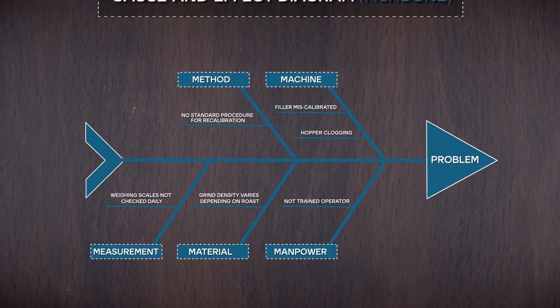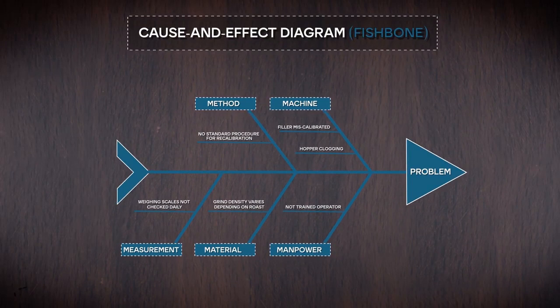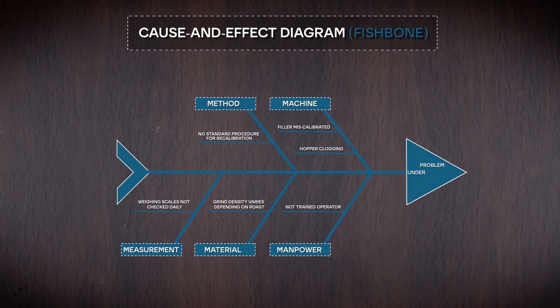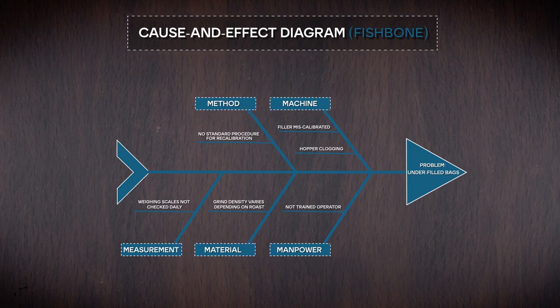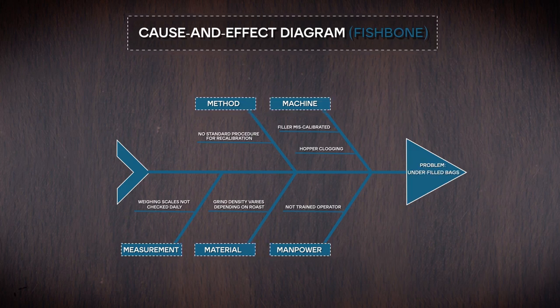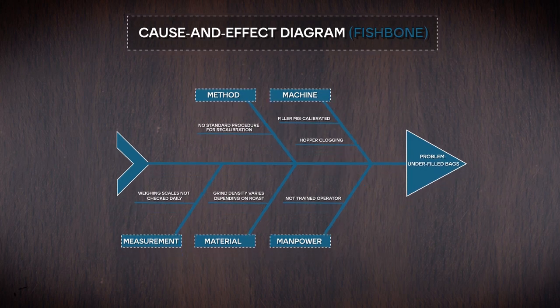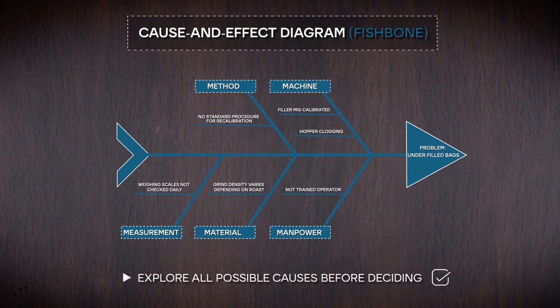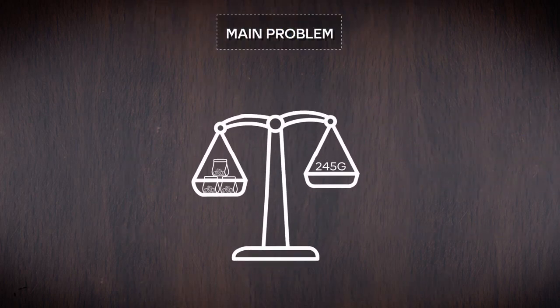Okay, what we have done now is that we have listed all possible causes that may be resulting in our problem, which is the underfilled bags. Notice that this diagram doesn't give us the answer yet, but it ensures we explore all possible reasons instead of jumping to conclusions. Okay, now let's go back to our main problem, and we try to get more data.